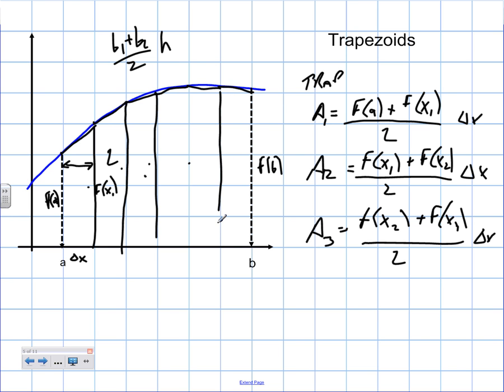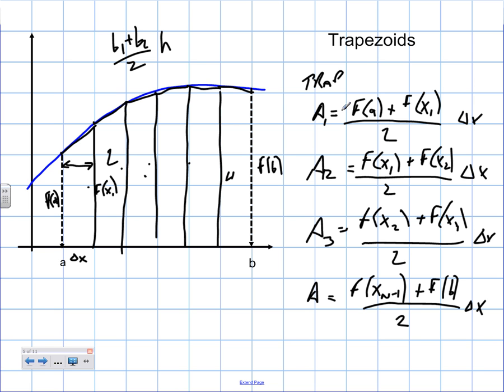And if I wanted to do whatever this last trapezoid is, the area of the last one, I'd have the f of, I'm just going to say, x sub n minus 1, okay, the last one, plus the f of b over 2 times delta x. So to find the area of the whole thing, I'd have to add all these pieces up. Okay, and so we could do this easily like this. We could do it in little pieces. So draw that last line in. But what we might notice is a pattern.